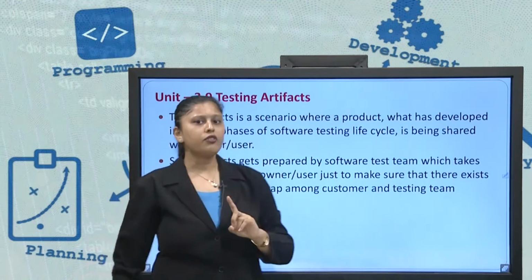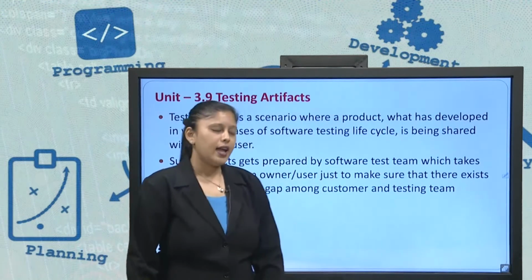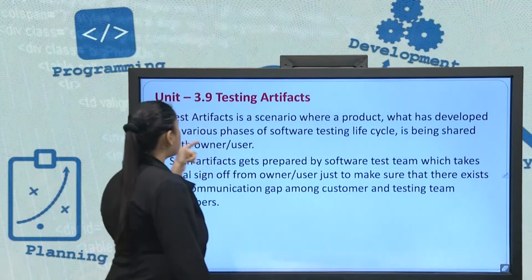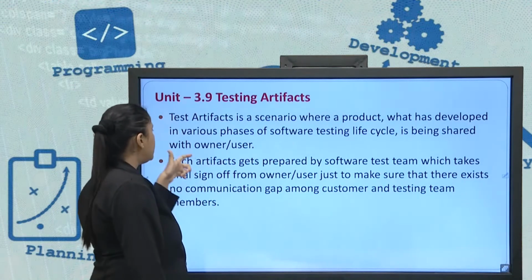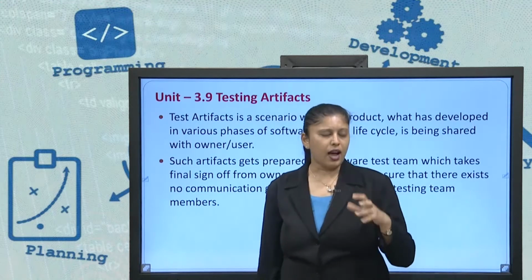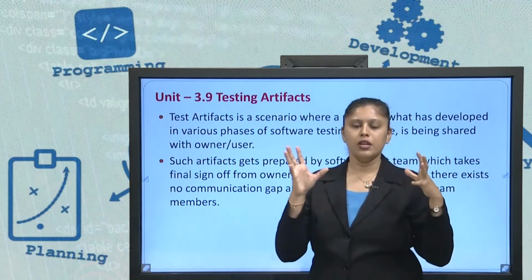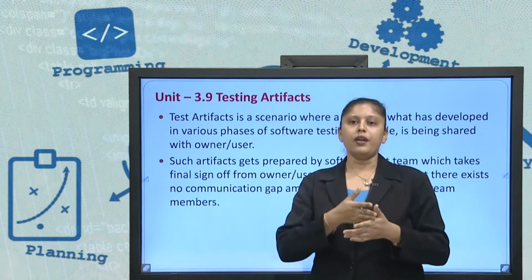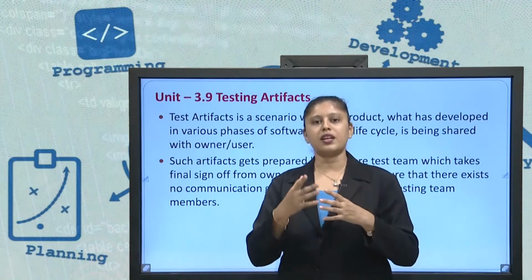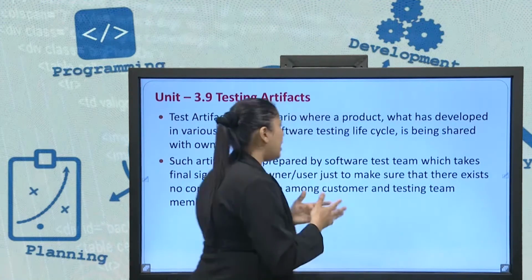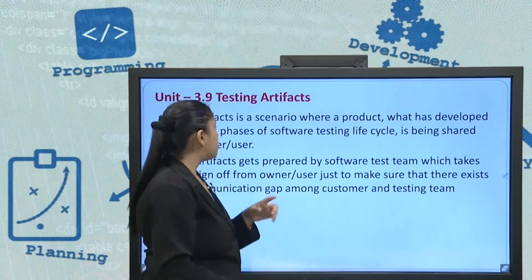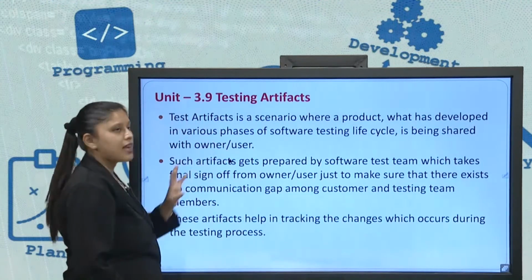Now the last topic of this unit is test artifacts, and it is one of the easiest ones. It says a test artifact is a scenario where a product that was developed in various phases of the software testing lifecycle is being shared with an owner or a user. It is a kind of real picture where whatever is developed inside my software, whatever functionalities are there, I share that software testing life cycle and these scenarios with my end users or my owners, and then it is called artifacts.